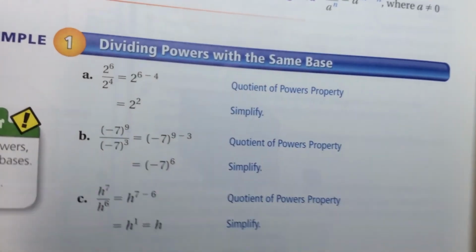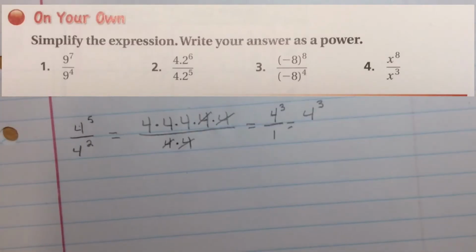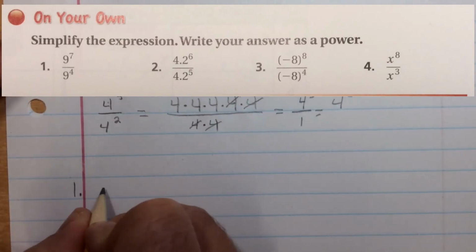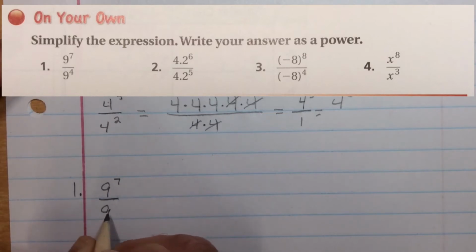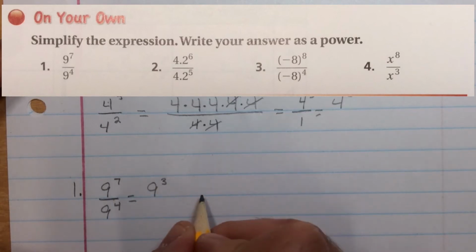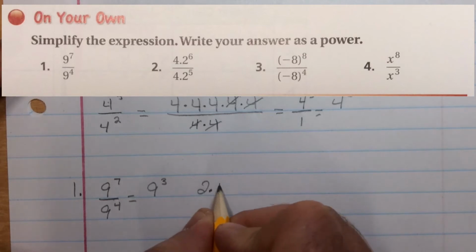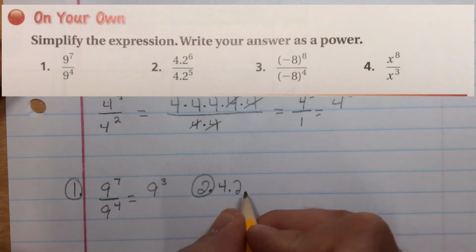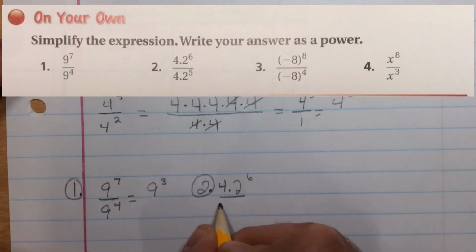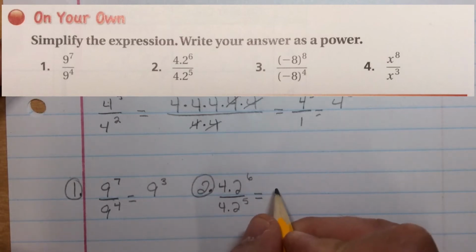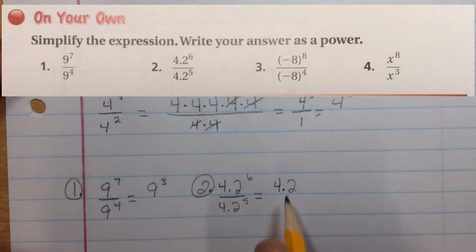So now they give us these on your own problems. For on your own number 1, we have 9 to the 7th over 9 to the 4th, and that is 9 to the 3rd, because you just subtract those two. For number 2, I'm going to circle this 4.2 so it doesn't look like a weird number: 4.2 to the 6th power over 4.2 to the 5th power. When those cancel out, you're left with just one of those 4.2s on the top. You can put a 1 there, but it's not needed, just 4.2.